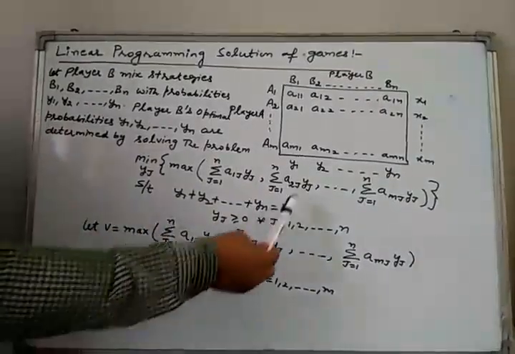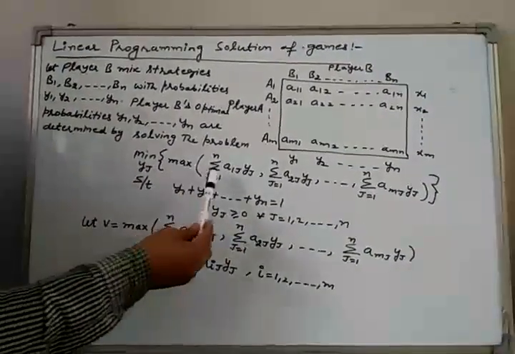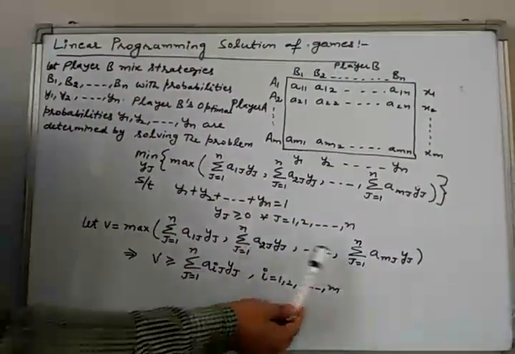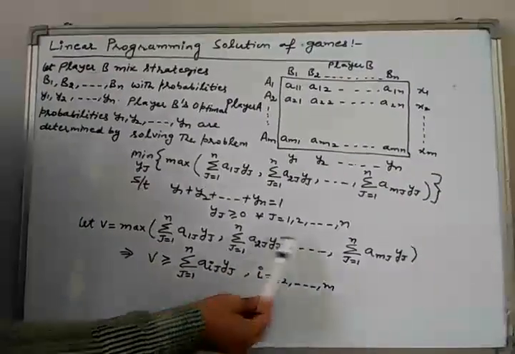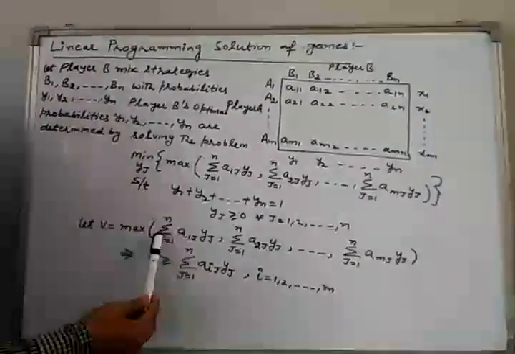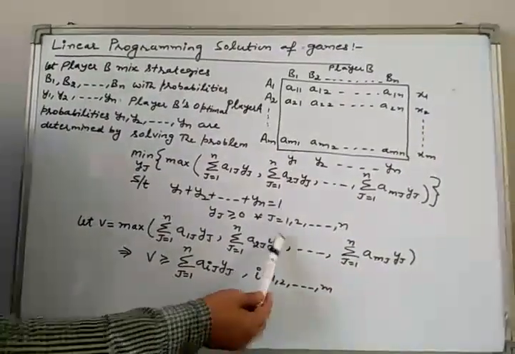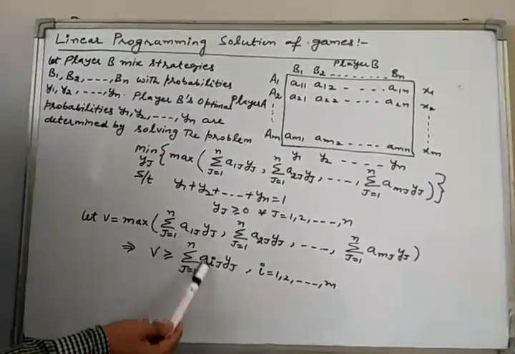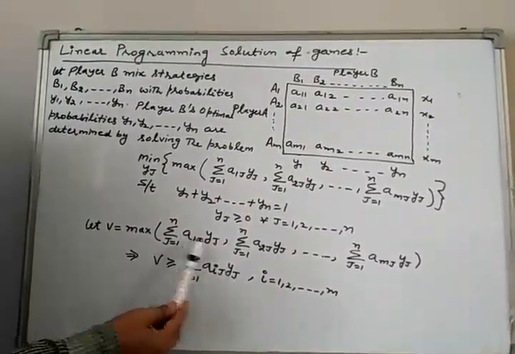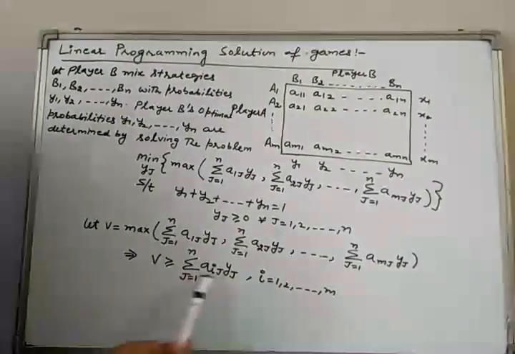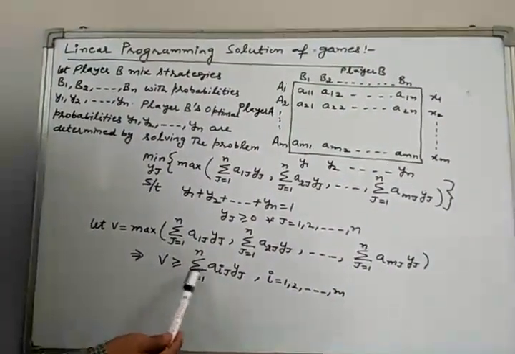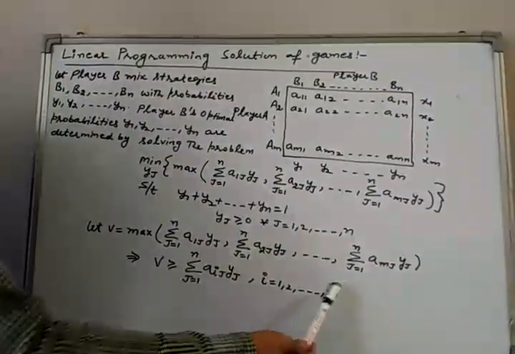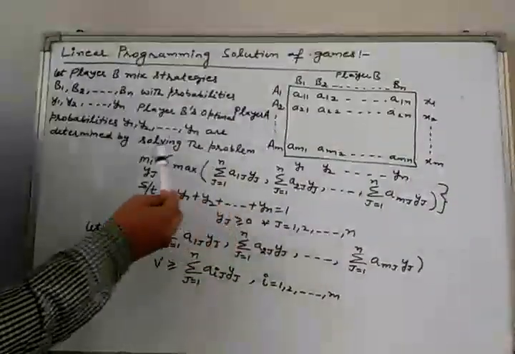Now to change this problem into a linear program, we take the maximum of these values, say v. v is the maximum of these values. As v is the maximum of these values, therefore v is always greater than or equal to all of these. That is, v is greater than or equal to summation j is equal to 1 to n aij yj, where i varies from 1 to m. Now we use this expression in this problem.